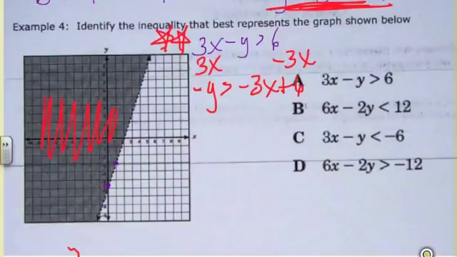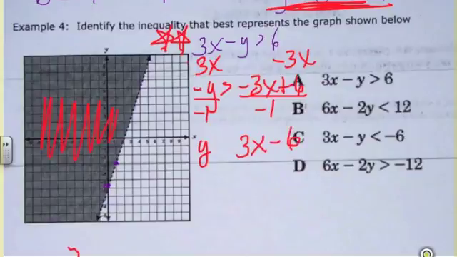Alright, next step would be what? AK, take it away. Okay, divide everything by a negative, because you can't have a negative y. So that gives me a positive y, positive 3x, and a negative 6. Now, what about my inequality? Yep, you flip it. Anytime you divide by negative, you need to flip your inequality. So I get y is less than 3x minus 6.